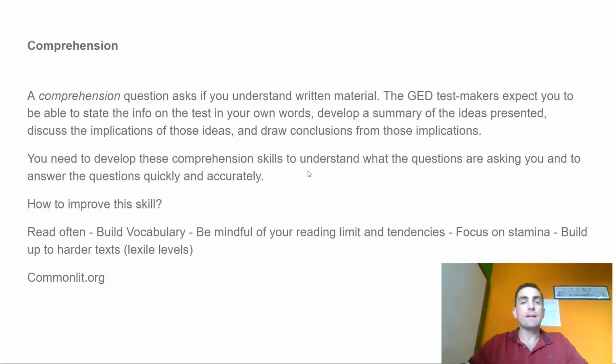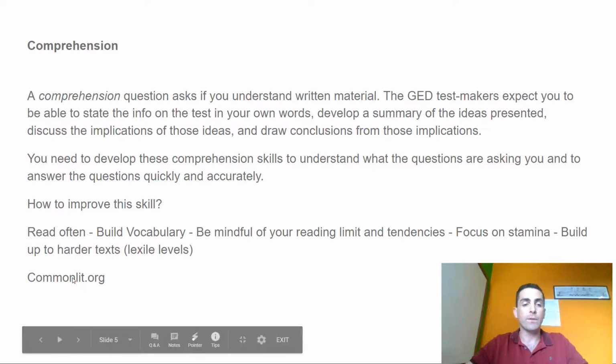In here, you'll find text based on history, you'll find text based on pretty much everything. It's a huge website, it's totally free. You do have to sign up for it, but it's well worth it. I strongly recommend you get into CommonLit. Okay, so read often, and you can do that with CommonLit.